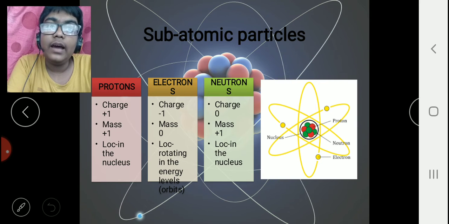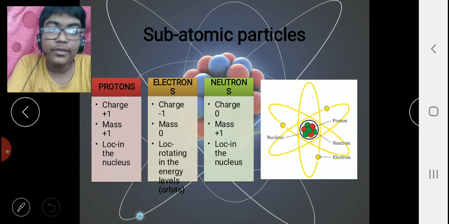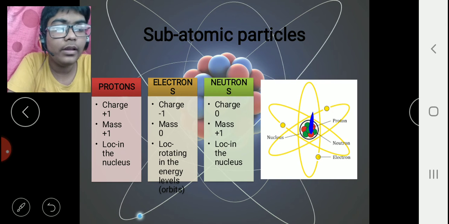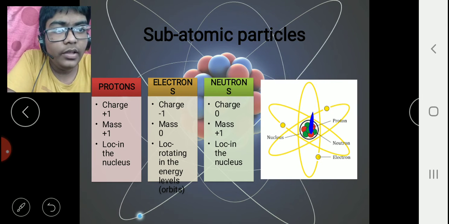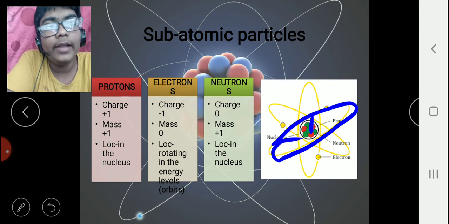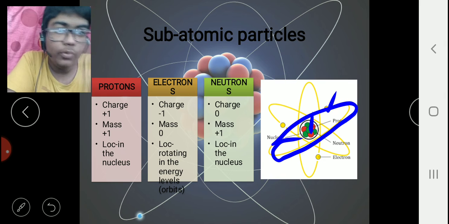The electrons are negatively charged while they have negligible mass, and the location is rotating in the energy levels or in these orbits. You can see this green and red, that is the nucleus, and these yellow round things which I'm marking with blue, that is an orbit, and this yellow ball is an electron which is revolving around those orbits.